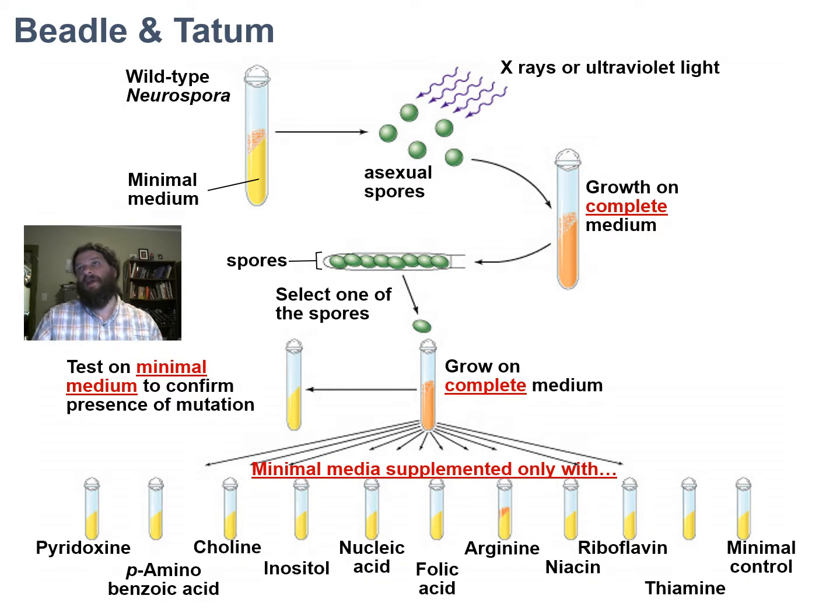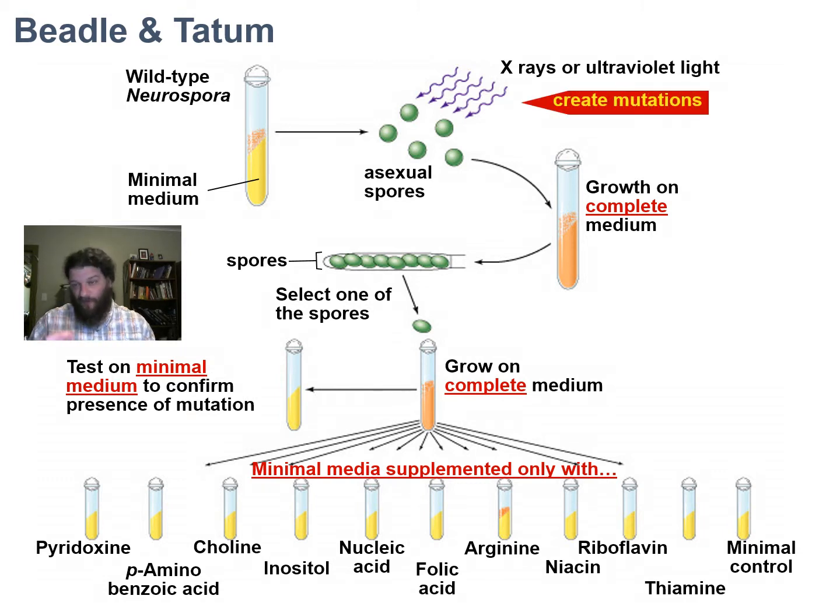So minimal medium is a growth medium that has sugar and salt and a vitamin called biotin. From this vitamin, the Neurospora can synthesize all of the other nutrients that it needs, because they have enzymes and pathways to do so. And so they took some of the spores from this Neurospora that could grow on minimal media, and they blasted the heck out of it with X-rays and ultraviolet lights, trying to create mutations.